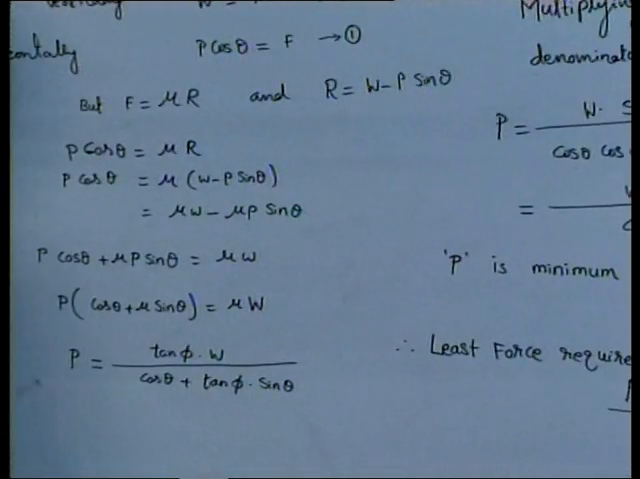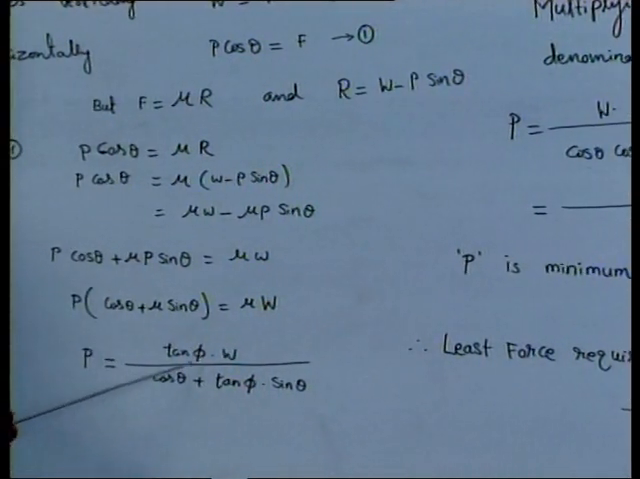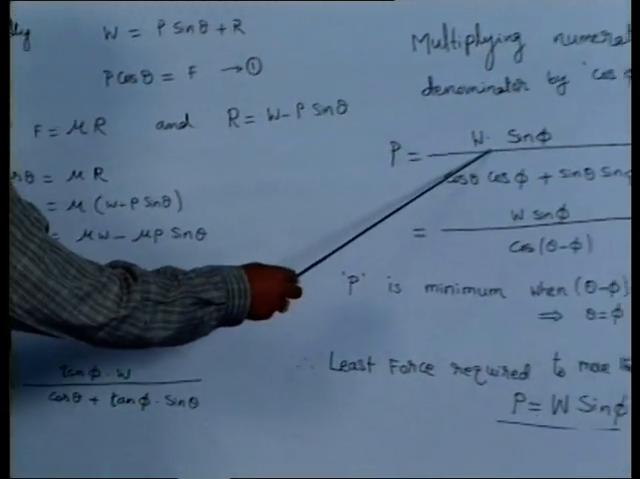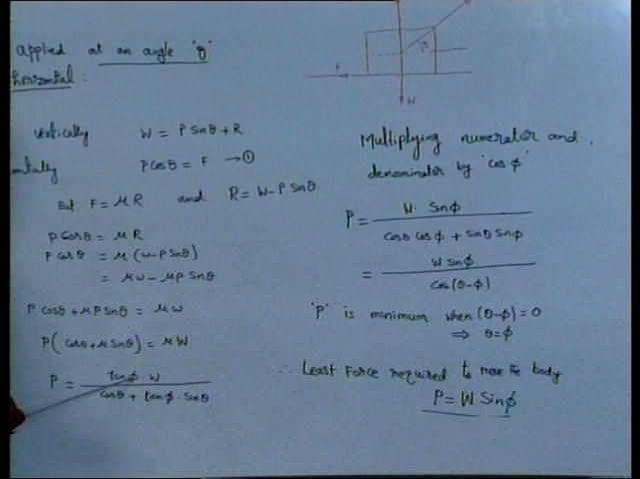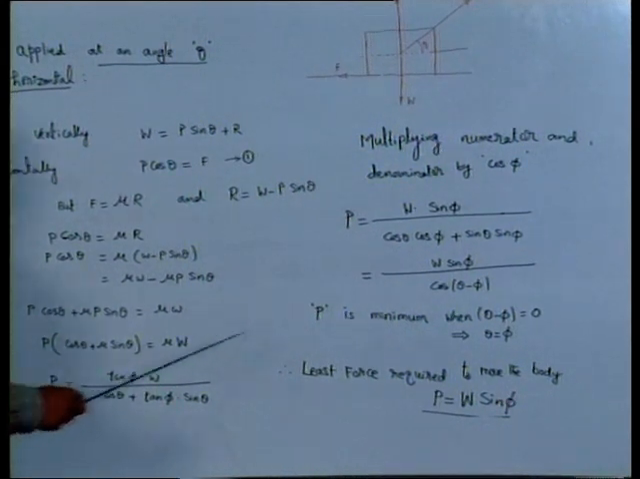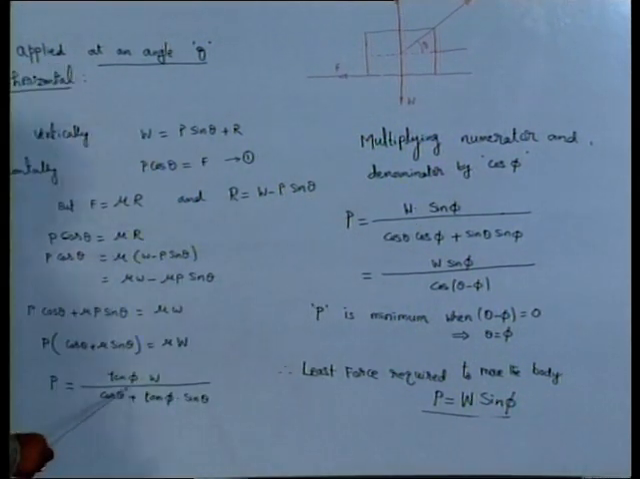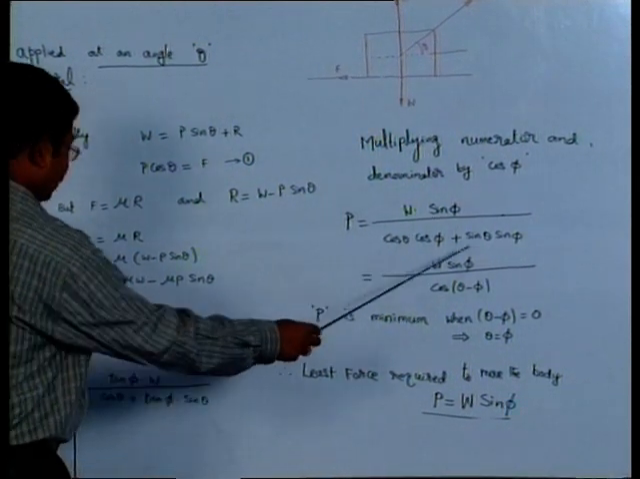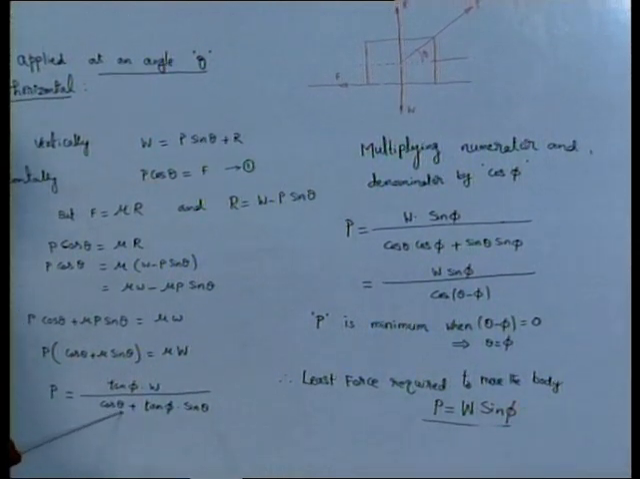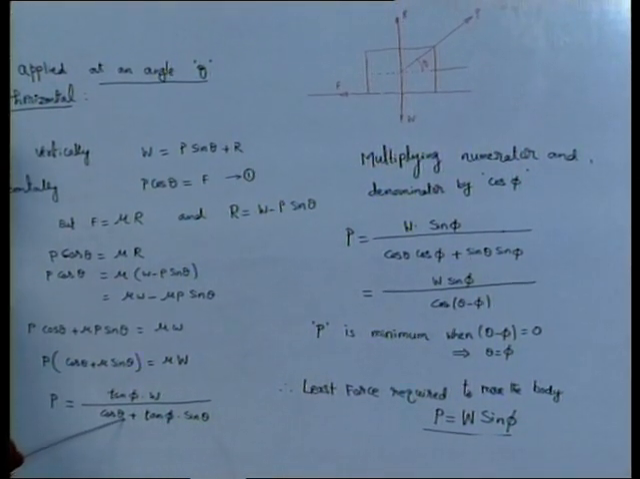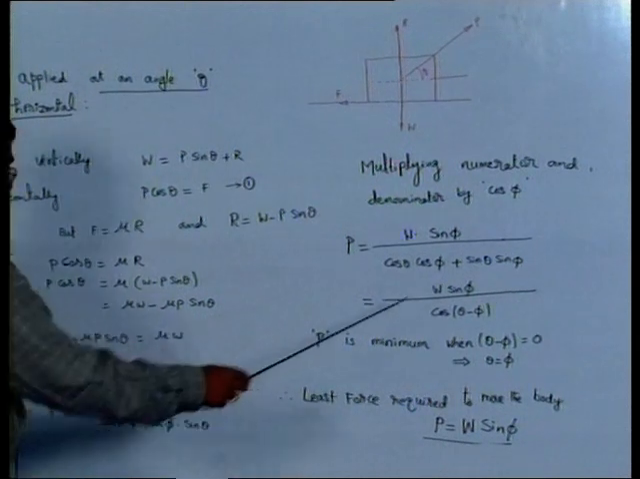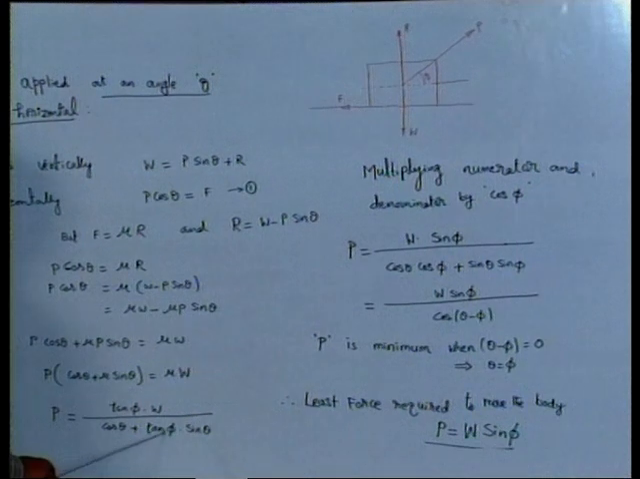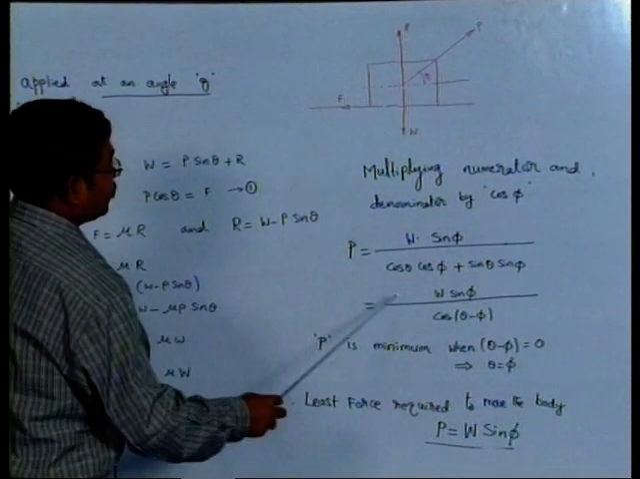So, in this equation, multiplying numerator and denominator by cos phi, I am getting this one, because tan phi is equal to sin phi divided by cos phi. If I multiply with cos phi, here cos phi gets cancelled, I get w sin phi divided by the denominator, also multiplied with cos phi, therefore cos theta into cos phi plus sin theta sin phi, because cos phi gets cancelled. So, I will get this one.